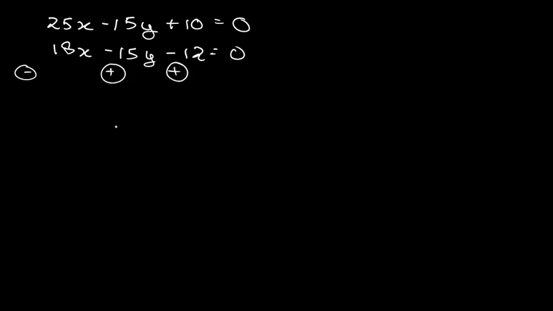So if we want to eliminate y, we have to subtract this equation, and the final equation that we are going to get is 25 minus 18 is equal to 7x, and from here it will be 10 plus 12 is equal to 24. 7x plus 24 is equal to 0. Means the value of x that we are going to get is equal to minus 24 by 7.